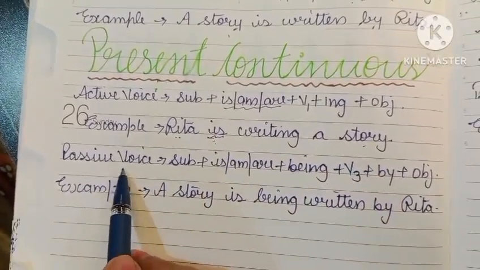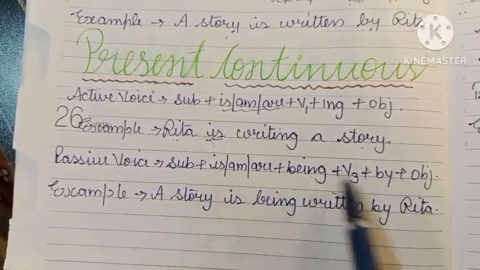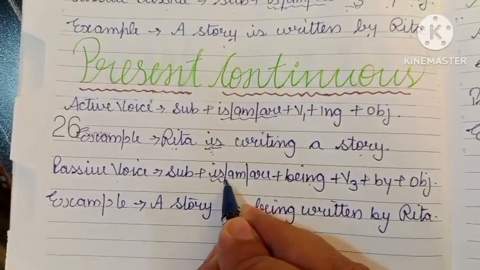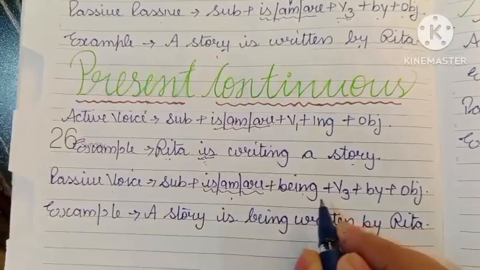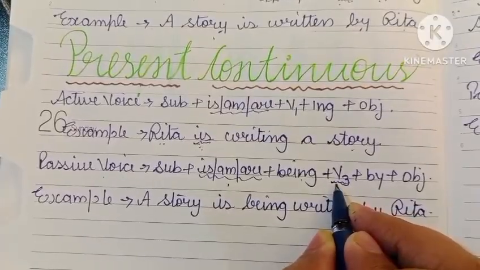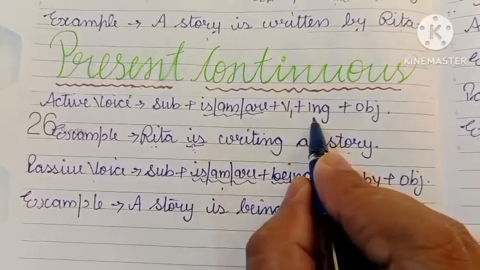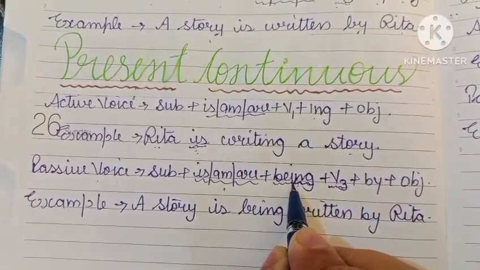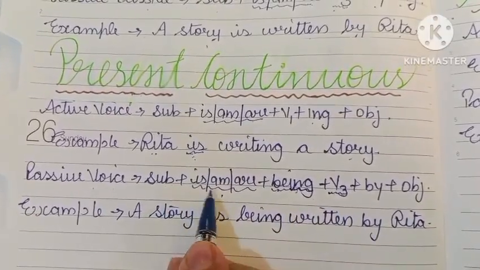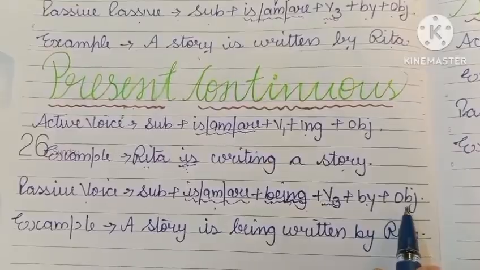And the formation in passive voice is subject plus is/am/are plus being plus third form of the verb plus by plus object. Here is/am/are is already in the tense. So beta, what do we do now? Here we always know that we use the third form of the verb in the passive voice. So we will just add being here, the ing of the first form we use here as being. So the formation becomes subject plus is/am/are plus being plus third form of the verb plus by plus object.